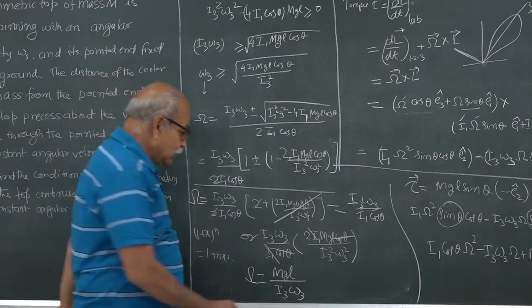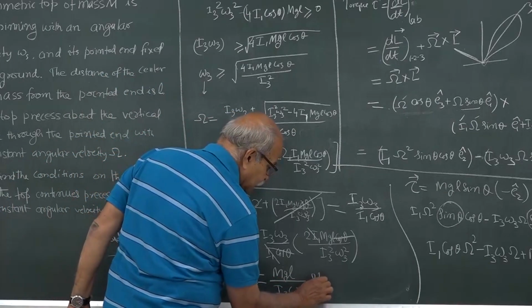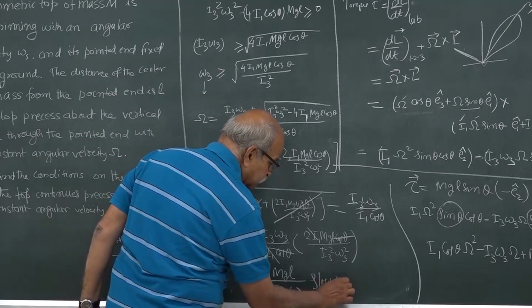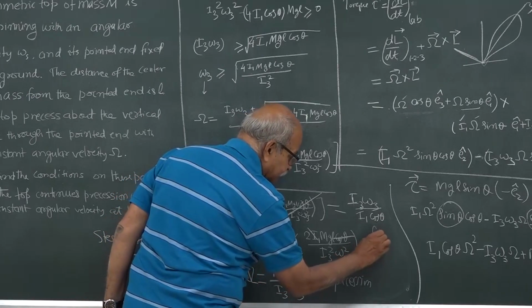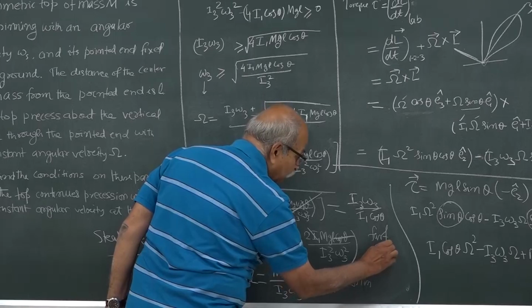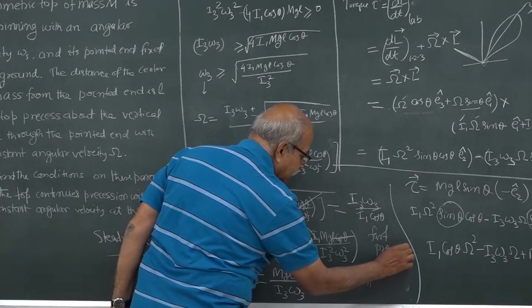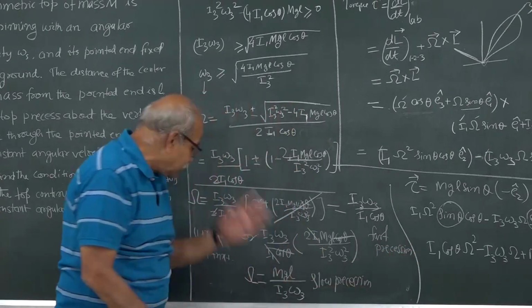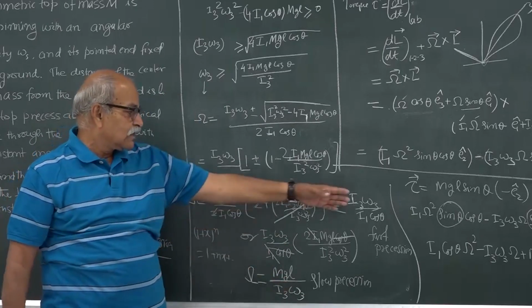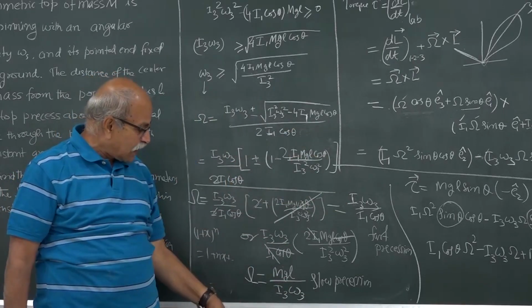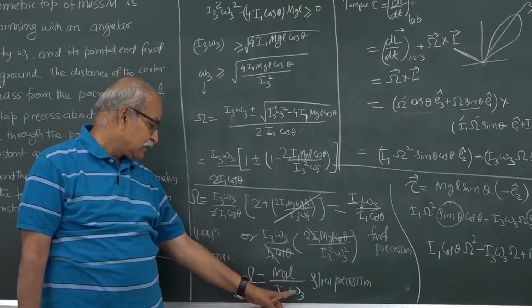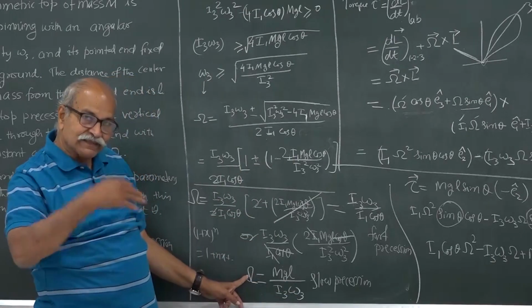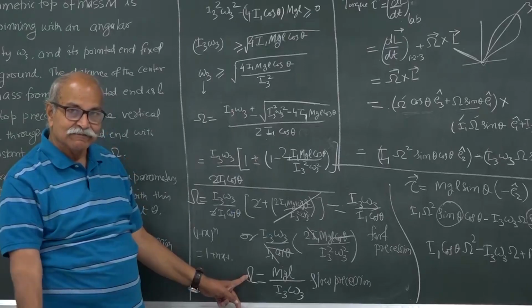This is known as slow precession, and this is known as fast precession. Both are possible depending on how you start, but you have to either start this way or start that way. In general, in practice, this is the way the tops are started, with large omega 3 and small precession velocity.